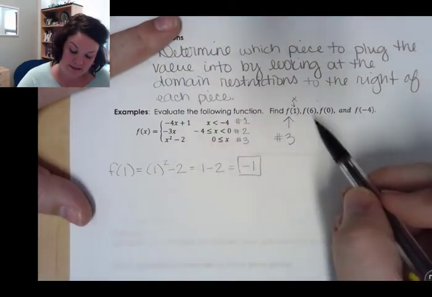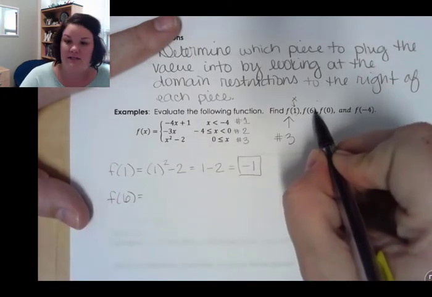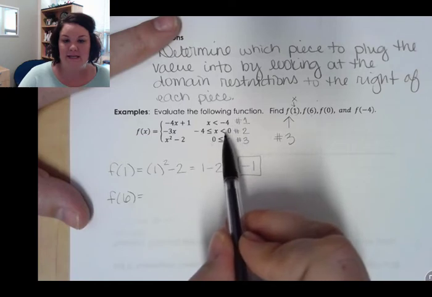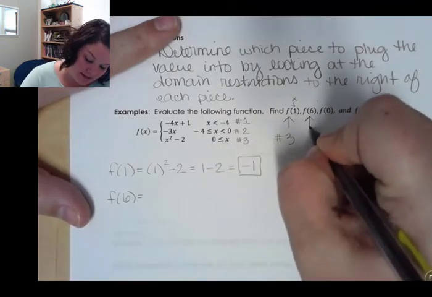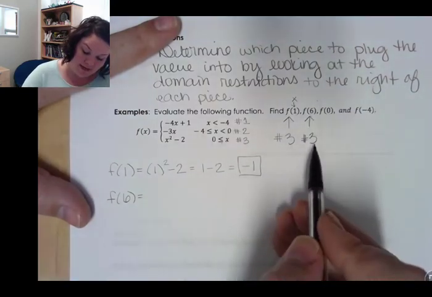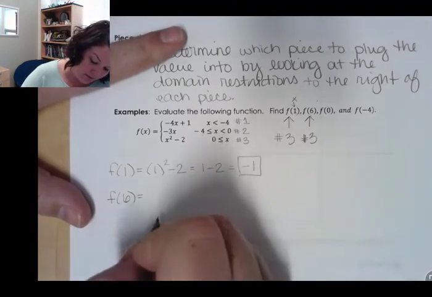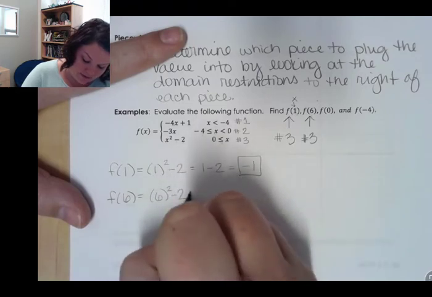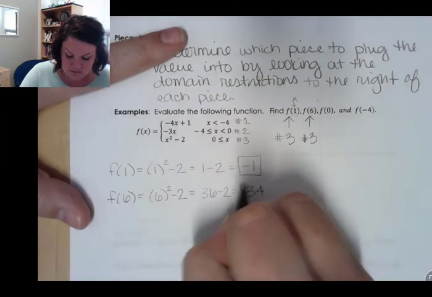Okay. Then I want to do the same thing with f of 6. To determine which one I need to plug f of 6 into, I look at the number 6. Is 6 smaller than -4? No. Is 6 between -4 and 0? No. Is 6 greater than or equal to 0? It is. Okay, so I'm going to plug 6 into number 3. Number 3 again says to do my input squared and then subtract 2. Okay, so I'm going to go ahead and plug in my input, which is 6, and square it, and then subtract 2. So 6 squared gives me 36, minus 2 is 34.